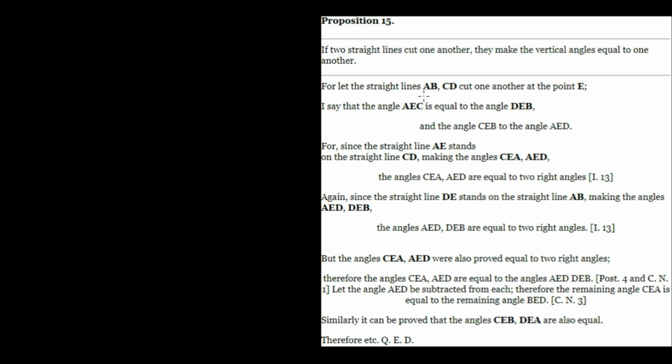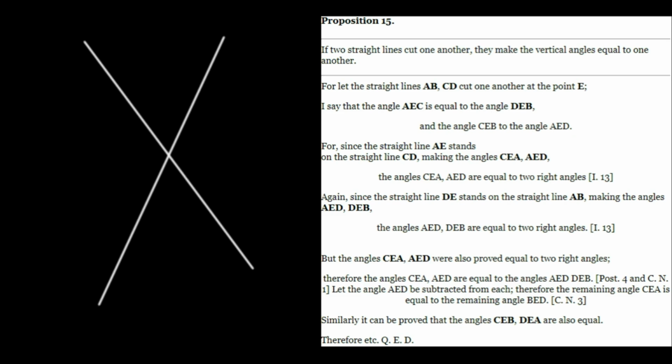For let the straight lines AB and CD cut one another at the point E. So we'll draw this out. So let's say this is our straight line AB. And this is going to be our other straight line CD. And I'll label those AB and CD. And they cut each other at the point E.